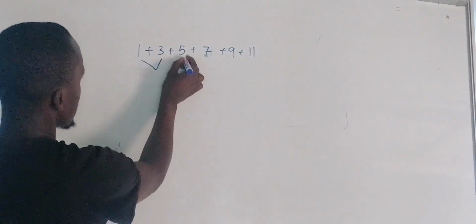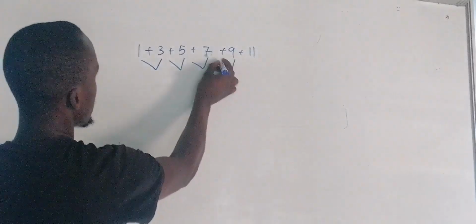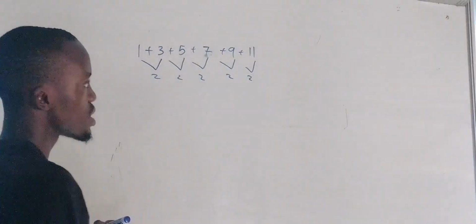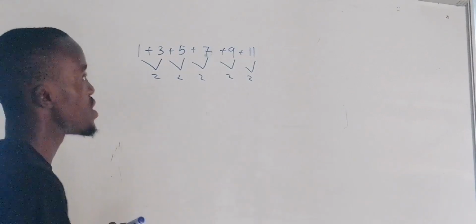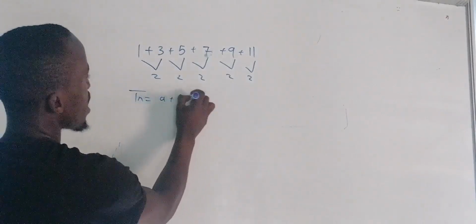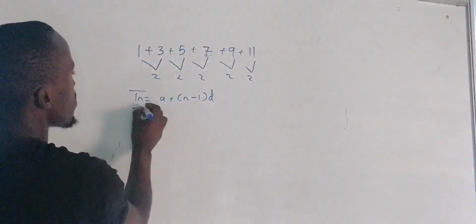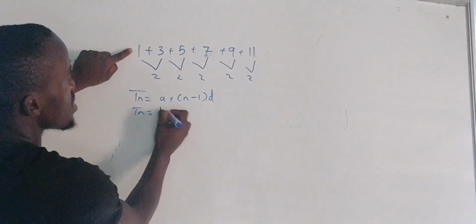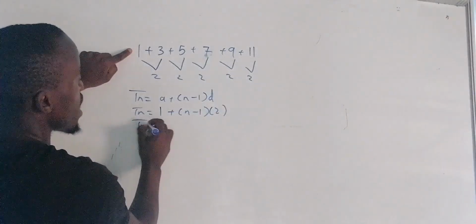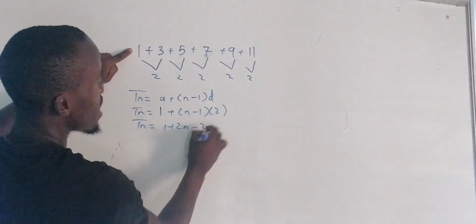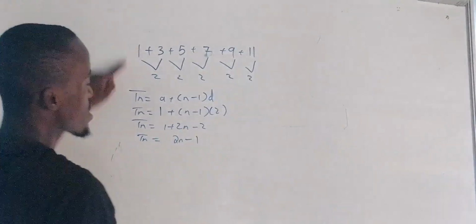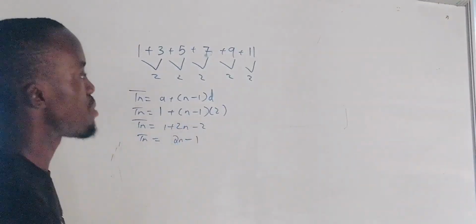Then we do that. So it will be 2, 2, 2, 2, 2. Remember, we know that this 2 is a common difference, right? Then we generate the general formula. It will be Tn equals a plus n minus 1 d. You must show all of these steps. So what's the first term? It's a, which is 1. Then d becomes 2. Then Tn is 1 plus 2n minus 2. Therefore, we have Tn as 2n minus 1, because 1 minus 2 is minus 1.